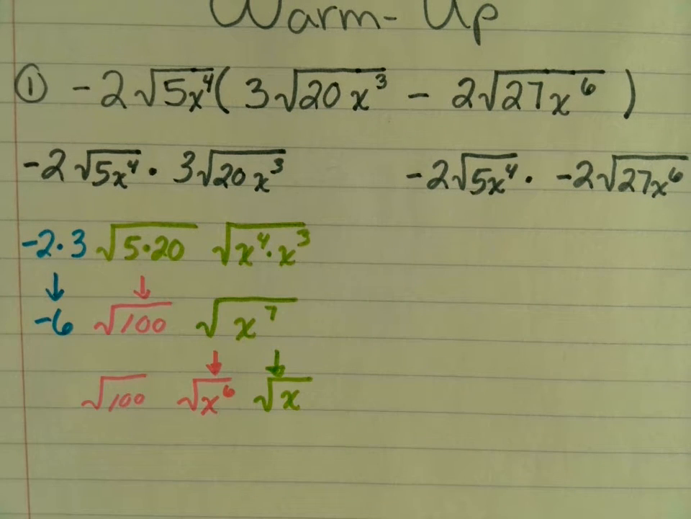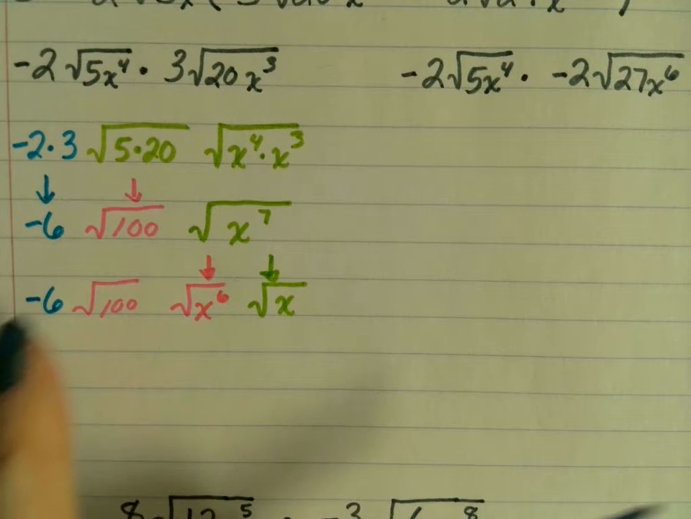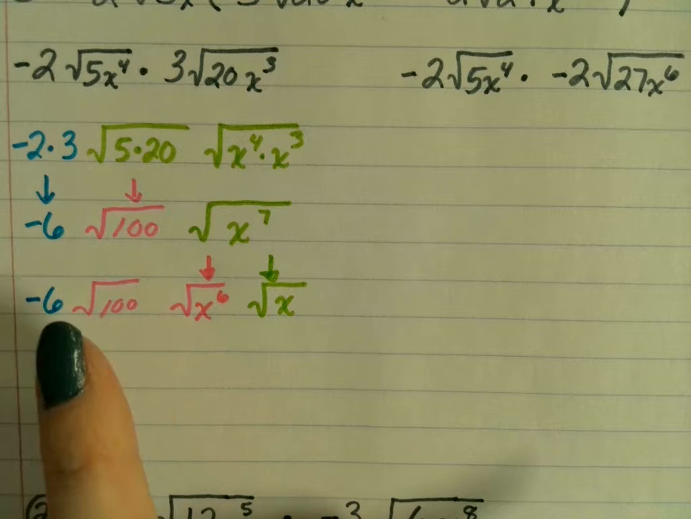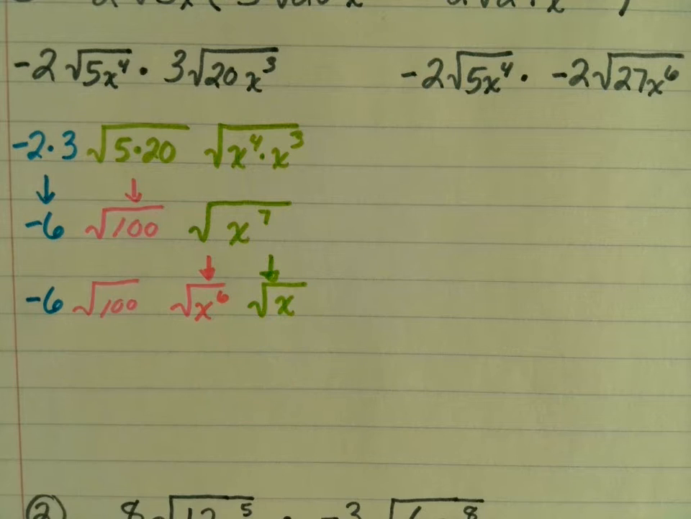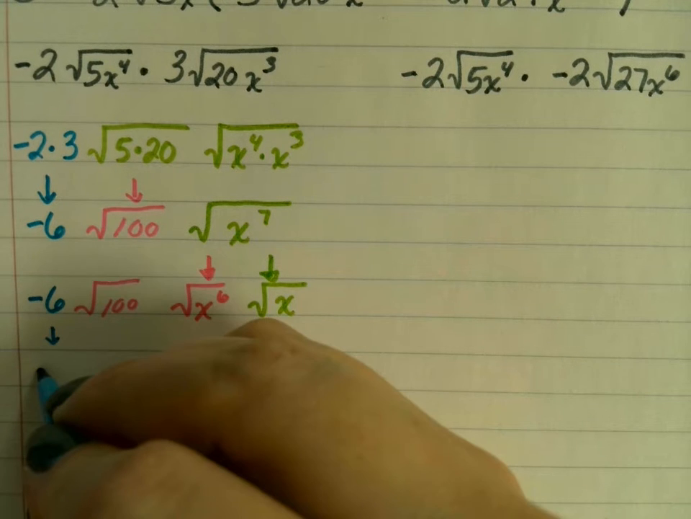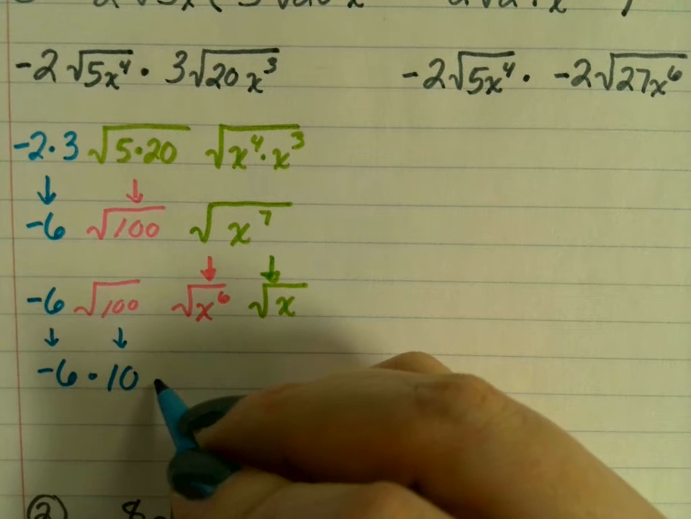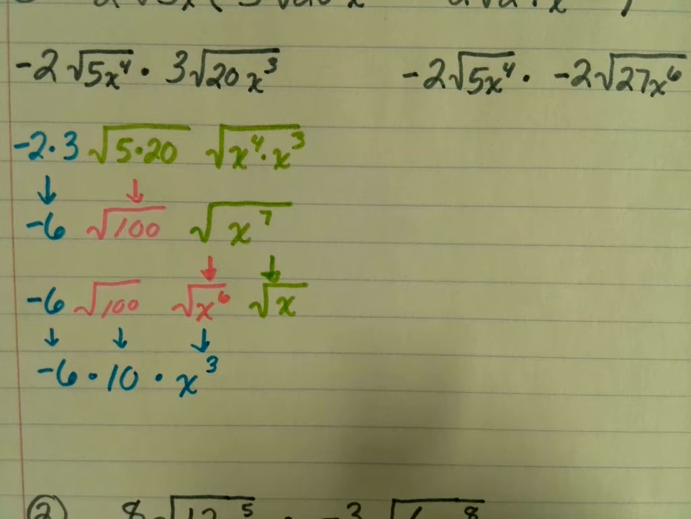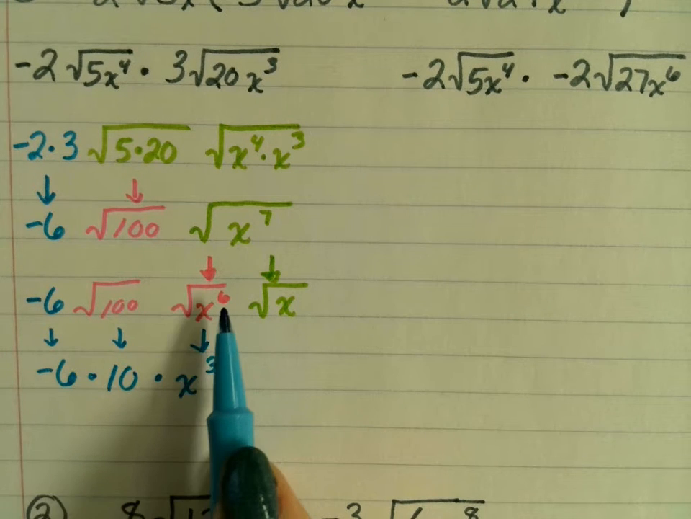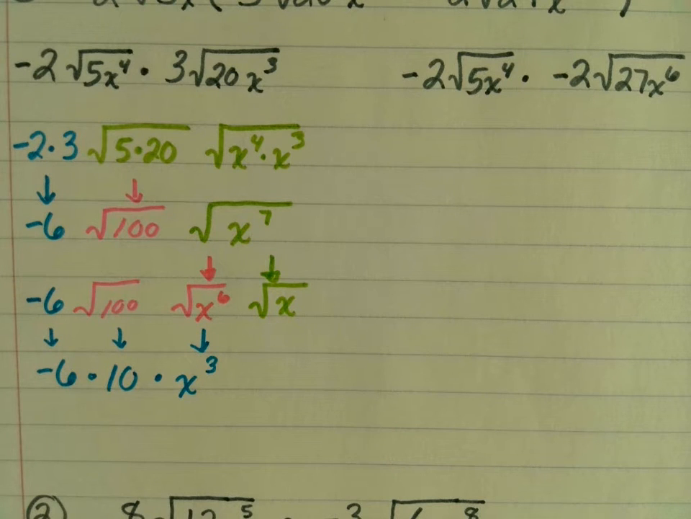So now we can start simplifying. Once I simplify the square root is gone. That radical is now gone. So I'm going to be left with -6 times 10 times x to the third. Because remember, when we take the root of an even power, we just divide the power by 2. Okay, that square root of x is still going to be left.